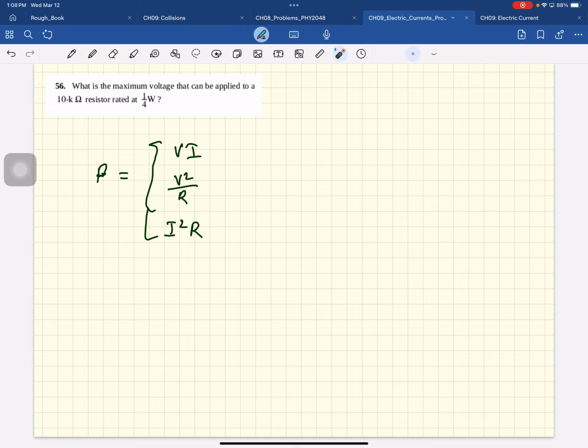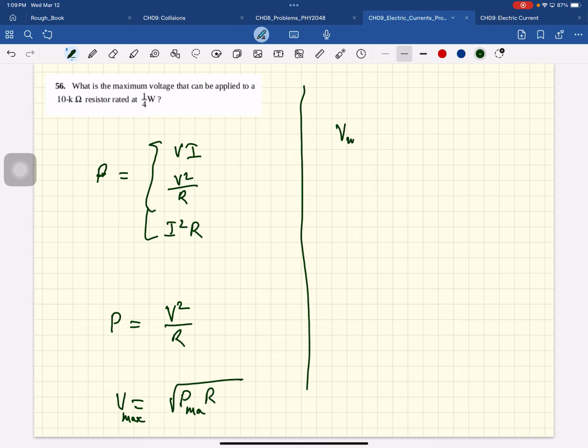Well, they give you the resistance, and you want to find the maximum voltage. So this is the formula we'll use: power equal to V squared over R. So V is the square root of power times R. So Vmax, maximum power is 0.25 watts, and resistance is 10 kilo ohms, which is 10 to the power 4 ohms.